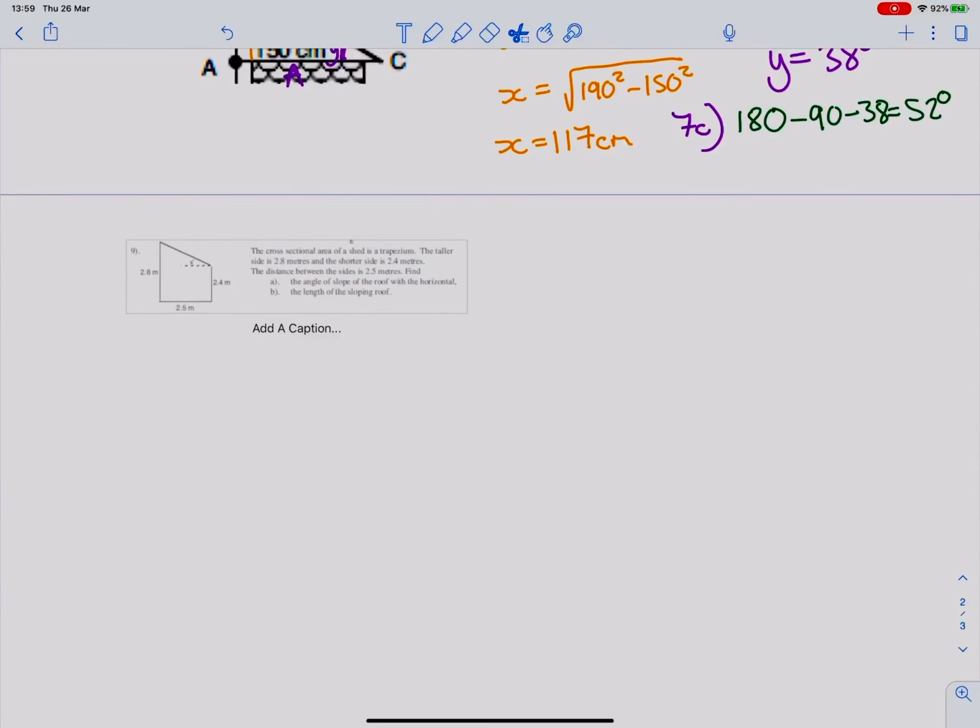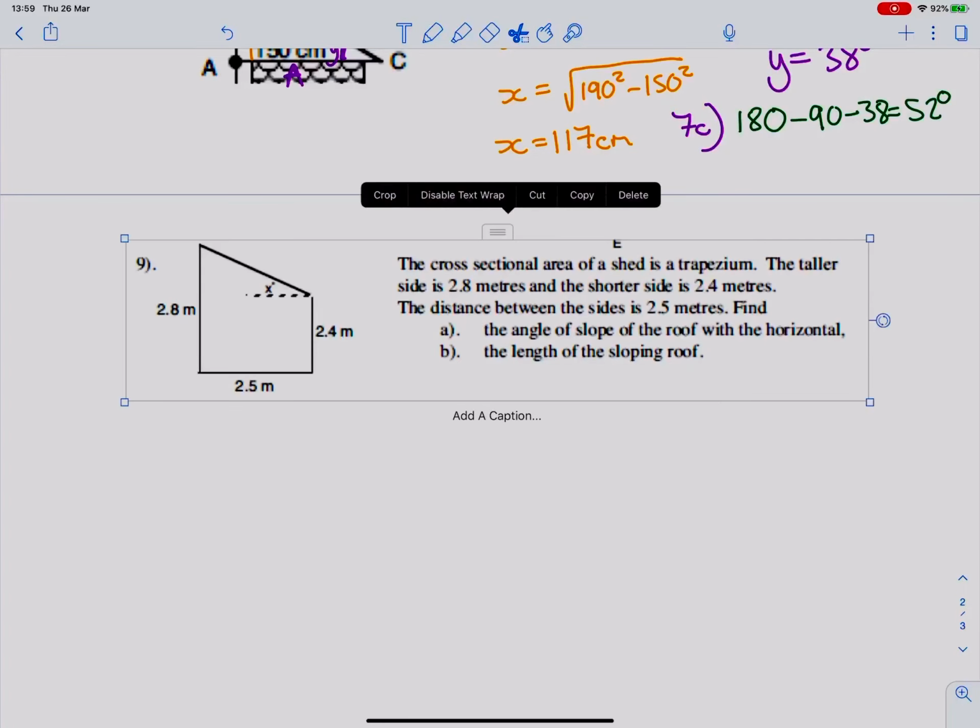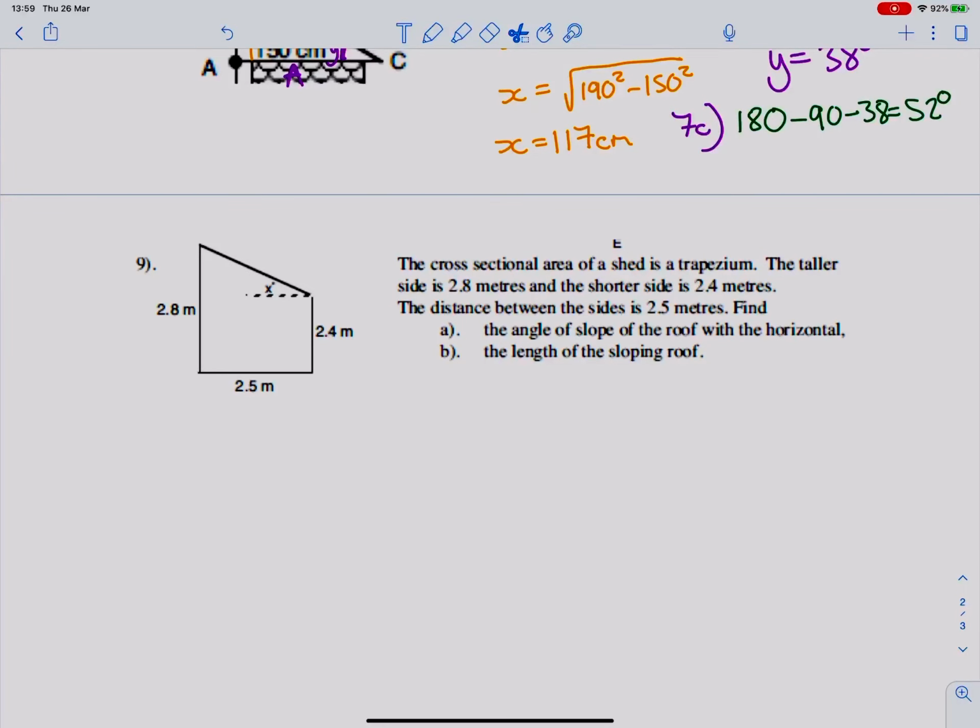So for question 9, you're trying to find the cross-sectional area of a shed, which is a trapezium. That means if you looked at a shed from the side, you'd get a trapezium. The taller side is 2.8, the shorter side is 2.4, and the distance between them is 2.5. That's just showing you what's drawn out. Find the angle of the slope of the roof with the horizontal. So you're just trying to find the angle that's marked as x.